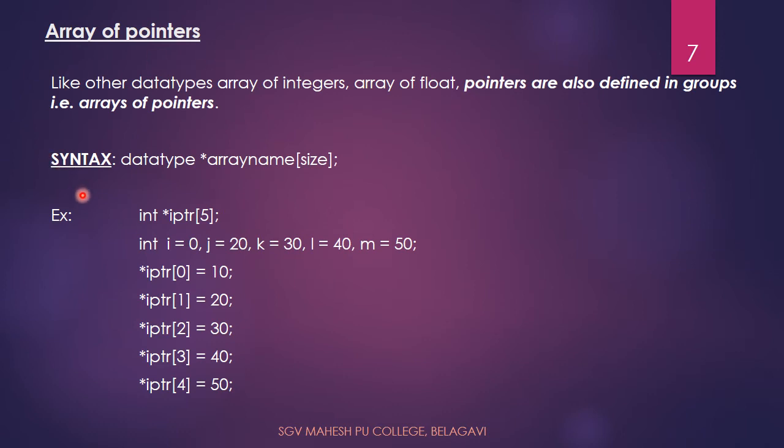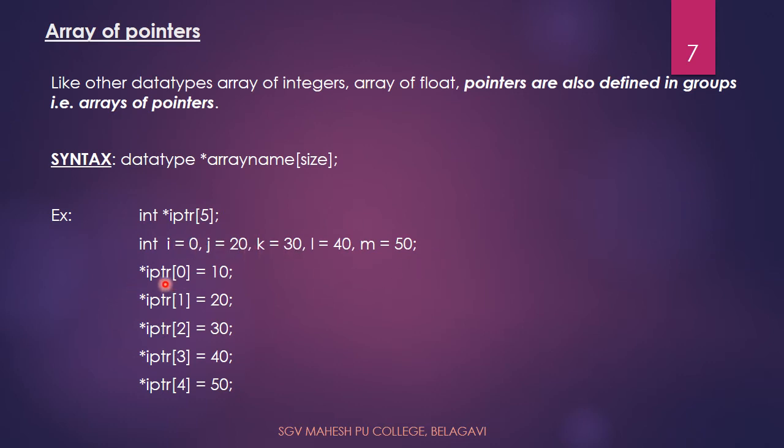How do we write this array of pointers? The syntax is data type, name of the array, and its size in brackets. We also have to type this star. This indicates it's an array of pointers. To have a look at a small example, I'll say int star iptr of size 5. So here I'm declaring an integer pointer array of size 5. Inside this I'm holding the values of i, j, k, l, m, that is a total of 5, which have values 10, 20, 30, 40, 50.